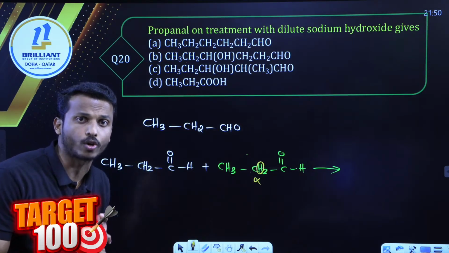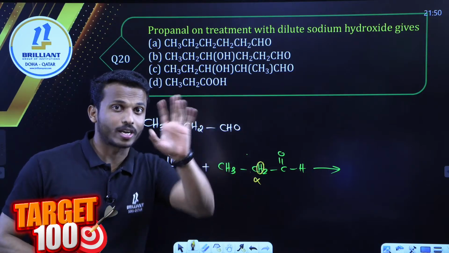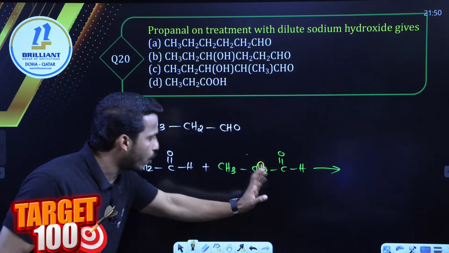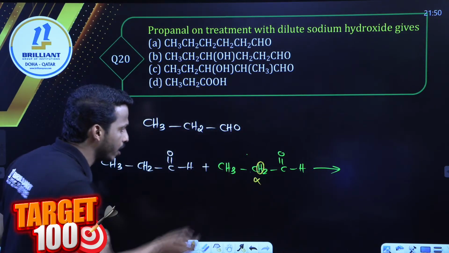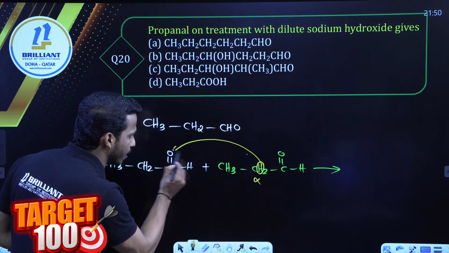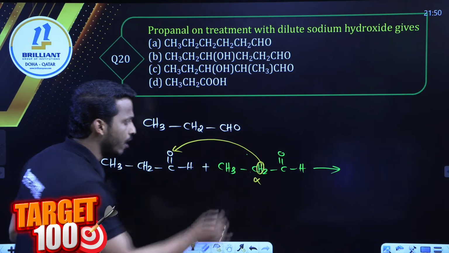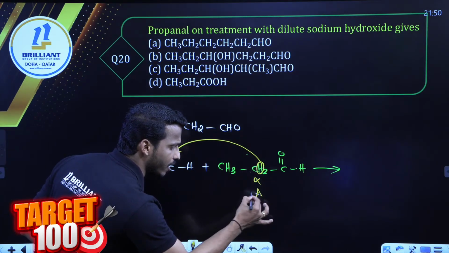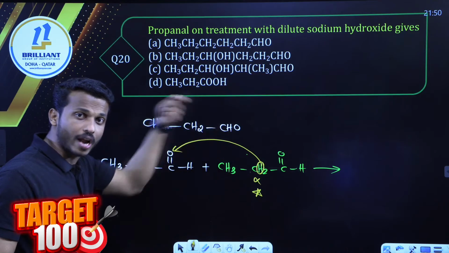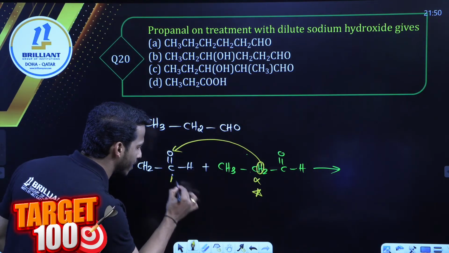How to write the aldol product, all of you? It's a shortcut method. From the second compound, take one alpha hydrogen and add it on this oxygen. O becomes OH. After that, that carbon you connect with the oxygen-connected carbon.